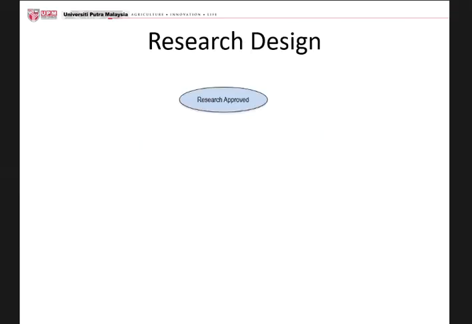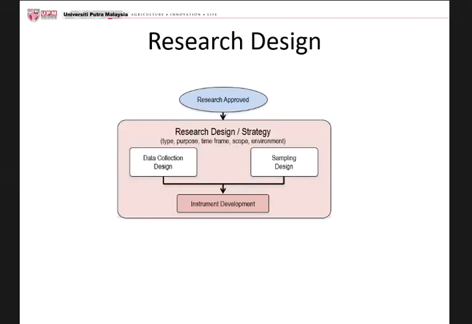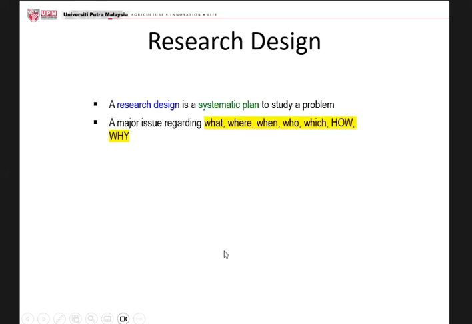This is the point. Okay. So, research design. You've got research, if it is approved, and then you've got a research strategy, data collection, sampling, instruments development, and data collection and preparation. The research design is a systematic plan to study the problem.